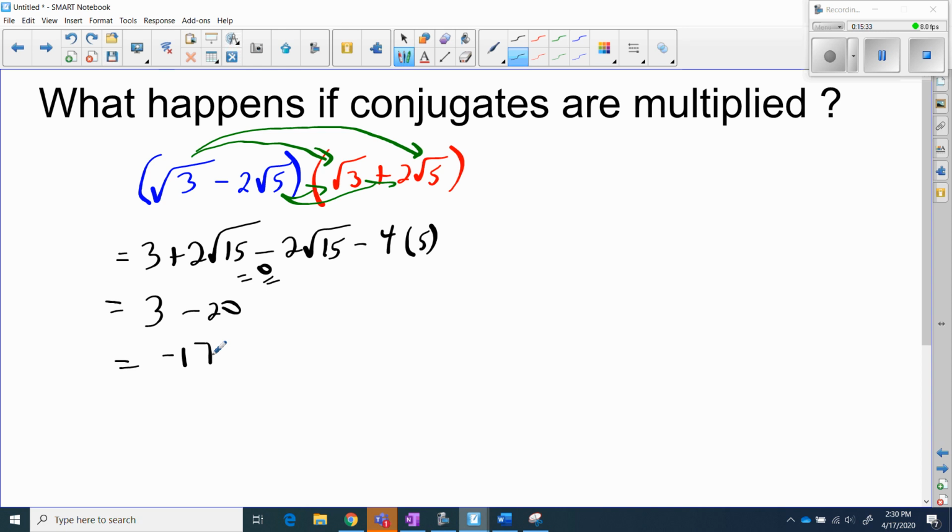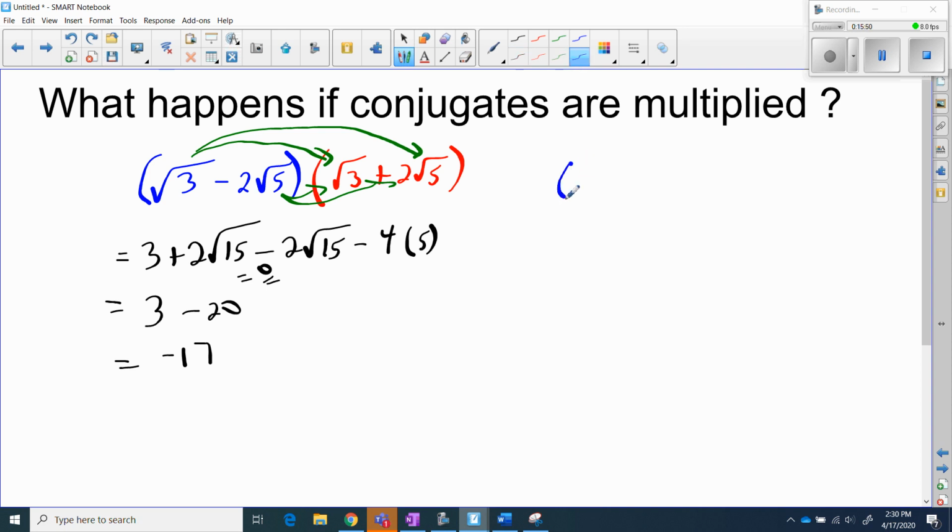Now, if you look that over and say, well, that's kind of neat, do you think it was just a fluke? When I multiplied a binomial by its conjugate, look what happened. I just got a number. No radicals, nothing. Just some number left. Well, just to show you that it wasn't a fluke, let's do another one quickly.